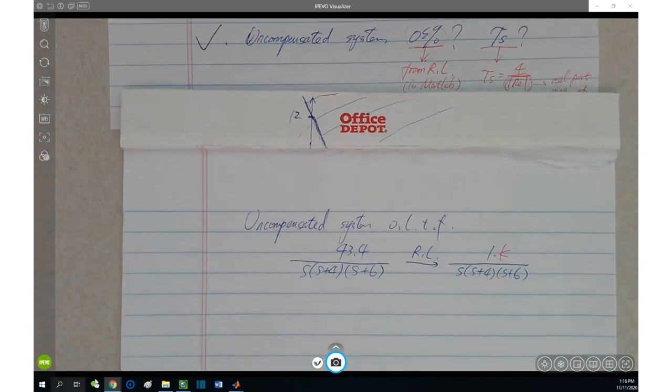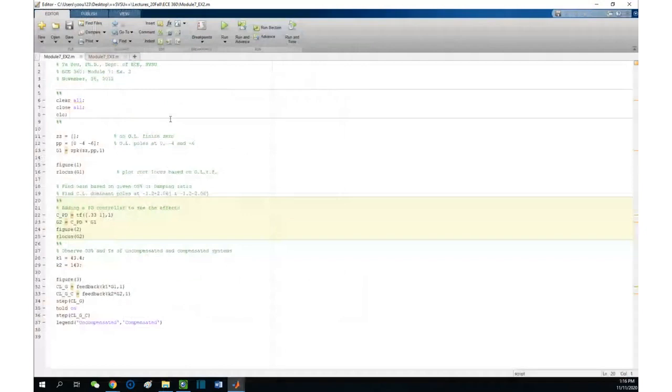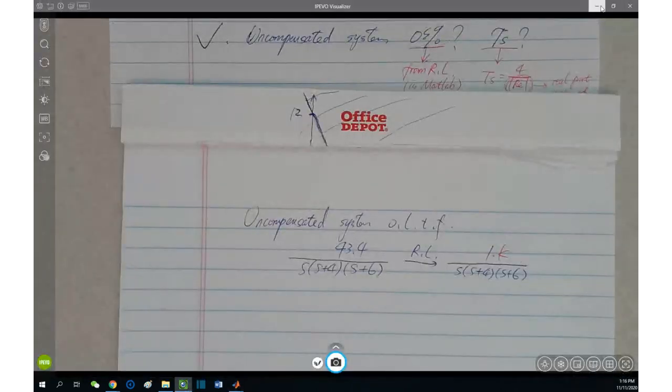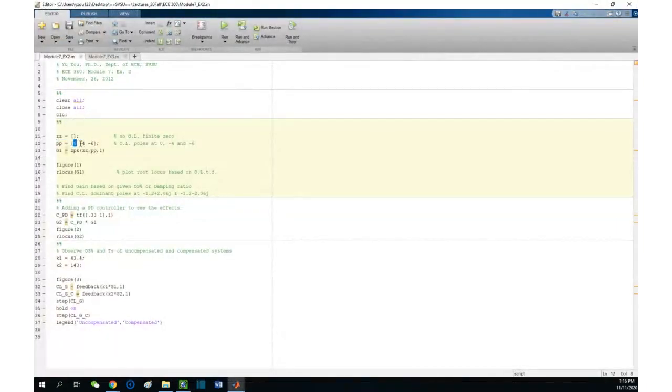Now is the time for MATLAB to kick in. Here we go. Here, once again, this example 2 module 7, the code will be posted into Canvas, module 7. So let's run section by section, okay? So clear all, close all, and clear the screen of the command window. First, here, input the zeros of the uncompensated system. Okay. Zeros, there's no zeros, no finite zeros. Three poles are respectively 0, 94, and 96. Then use zero pole gain function to build up this transfer function, right?